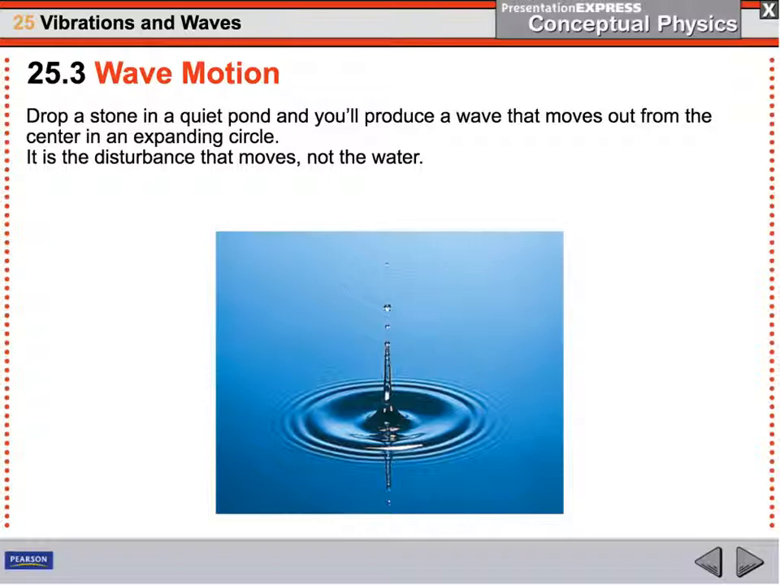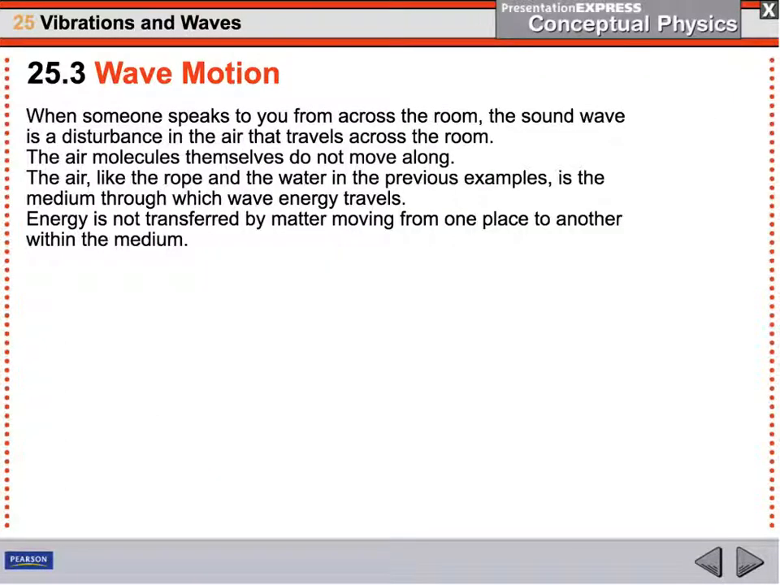Another example: drop a stone in a quiet pond and you produce a wave that moves out from the center in an expanding circle. It is the disturbance that moves, not the water. When someone speaks to you from across the room, the sound wave is a disturbance in the air that travels across the room. The air molecules themselves do not move along. The air, like the rope and the water in the previous examples, is the medium through which the energy travels. Energy is not transferred by matter moving from one place to another within the medium.